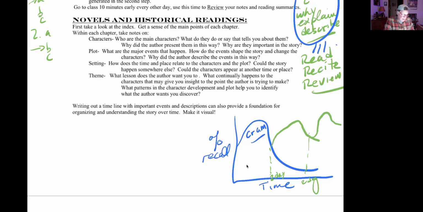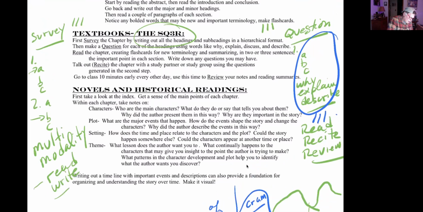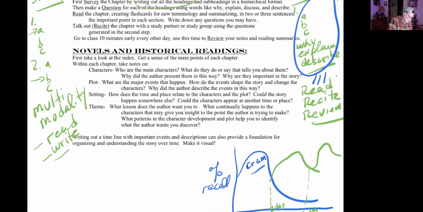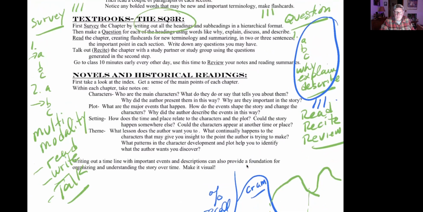So the SQ3R: survey the headings, write them out. Multimodality. That's what you want to be doing. Read it, write it, organize it differently, review, talk it out, put it through your brain in many different ways so that it's really in there, okay? So that's the SQ3R.